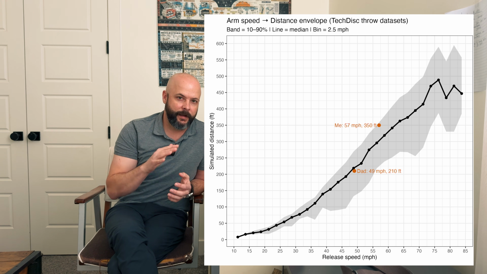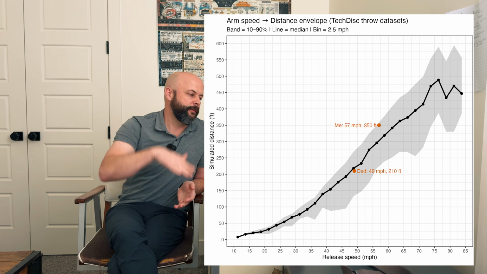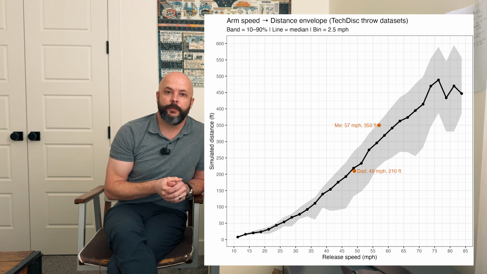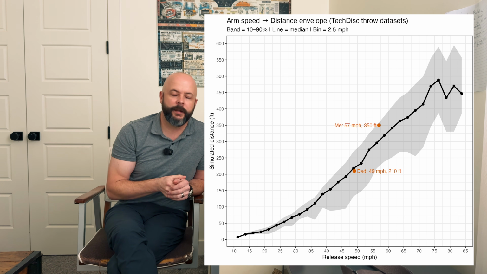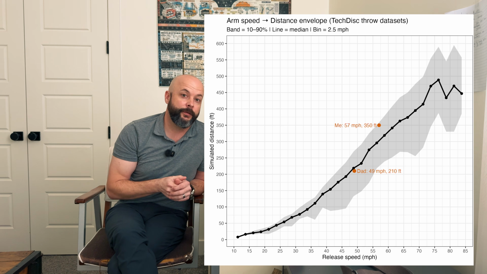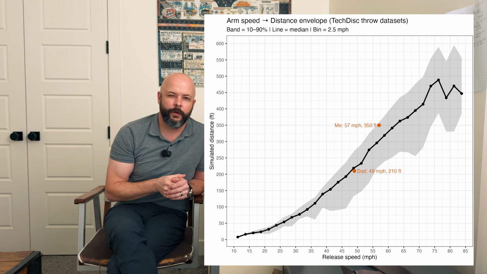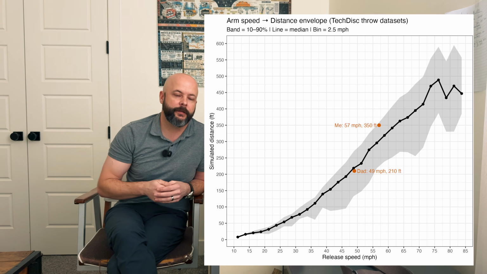So there is potential though for him to throw even farther given that arm speed. And there is some potential for me. There are some other tricks I can play though too to work toward even farther max distance, and we'll get into those.